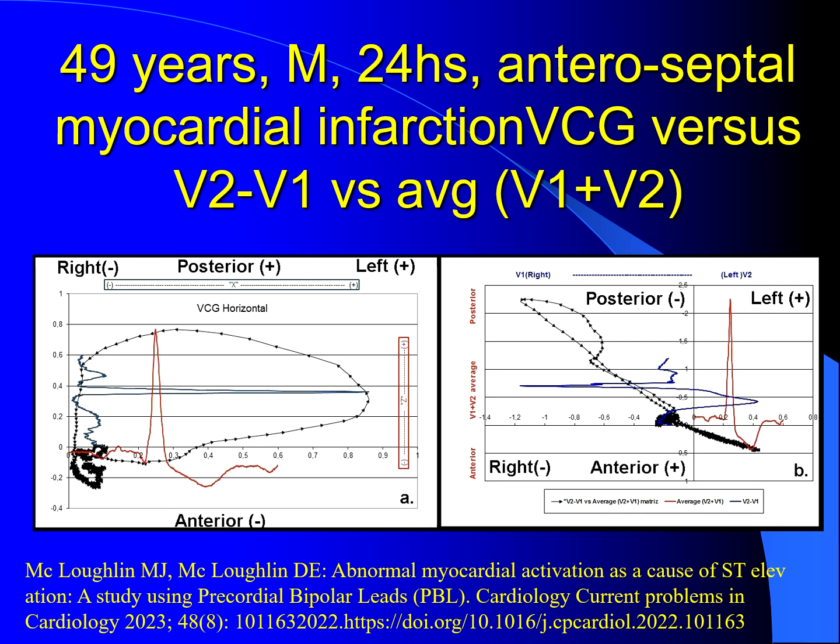A 49-year-old male with an anteroseptal myocardial infarction of 24 hours of evolution. We can see in this slide the conventional transverse vectorcardiogram, and in panel B, the transverse retrosternal vectorcardiogram. The PBL B2-B1 shows a QS pattern indicating an anterior wall infarction.